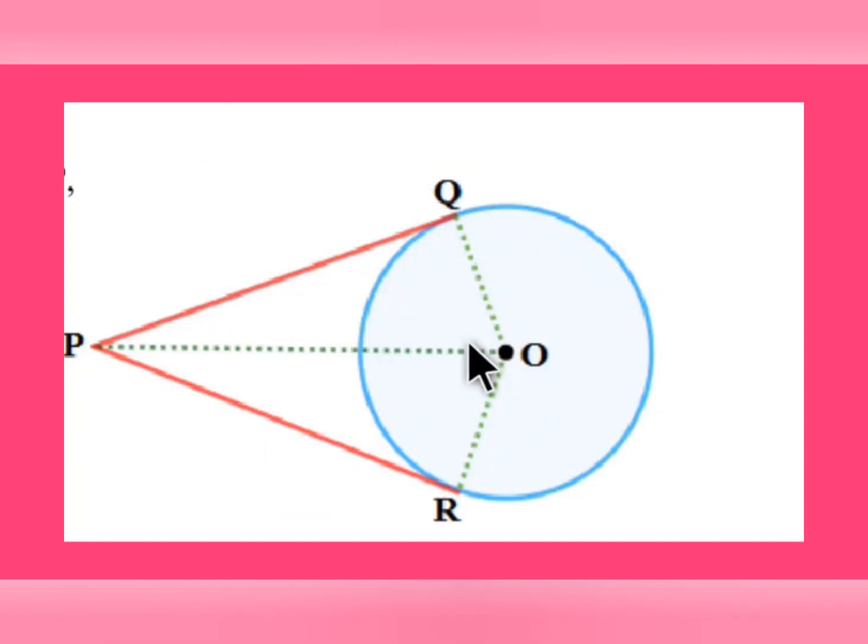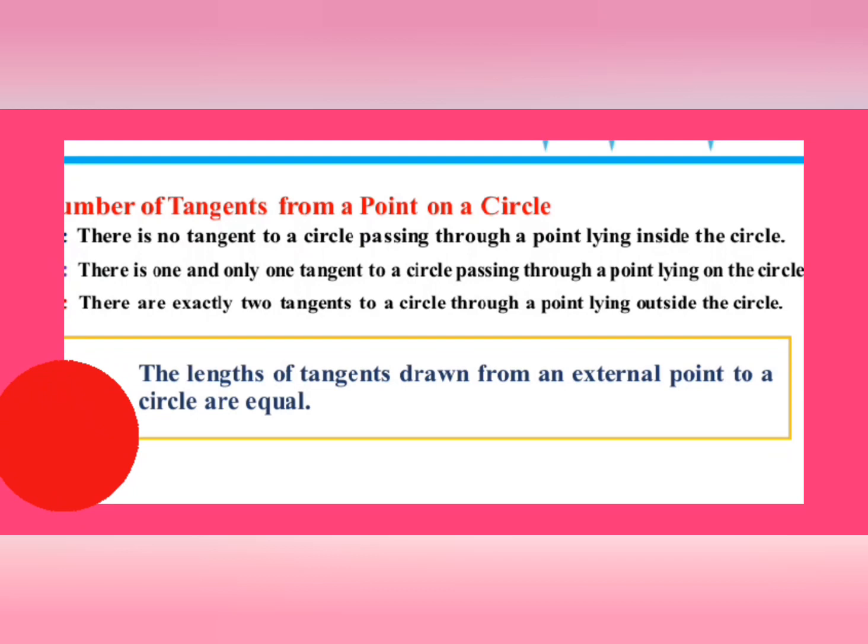Here you can observe in this circle there are two tangents drawn from the point P. Imagine this is extending actually. So PQ and PR are the two tangents drawn to the same circle, and the lengths PQ and PR will be the same. Okay, this is the second theorem: tangents drawn from an external point to the circle are the same length. So remember this point, the lengths of the tangents drawn from an external point to a circle are equal.